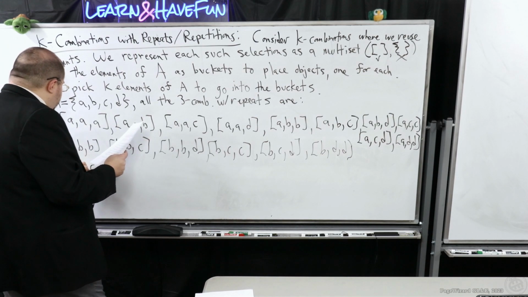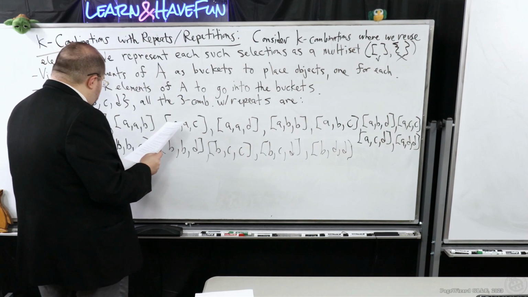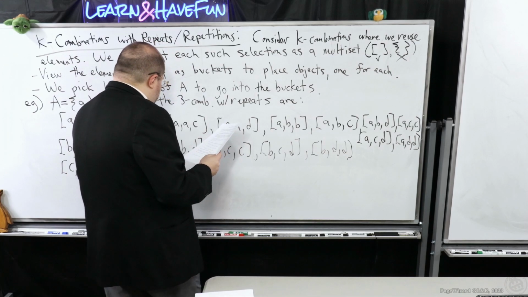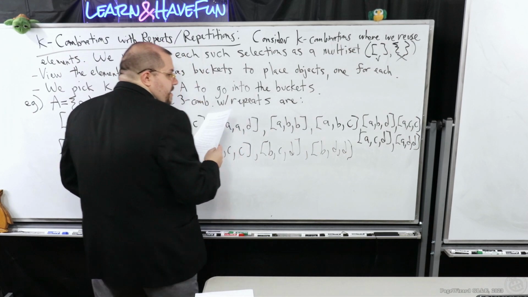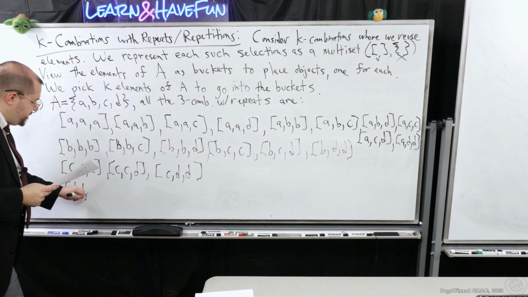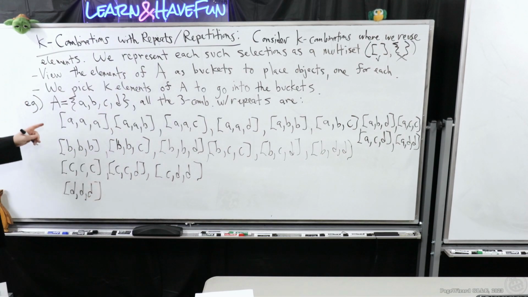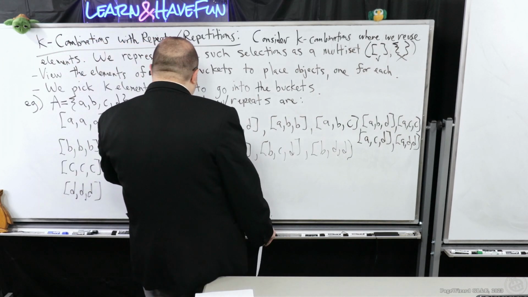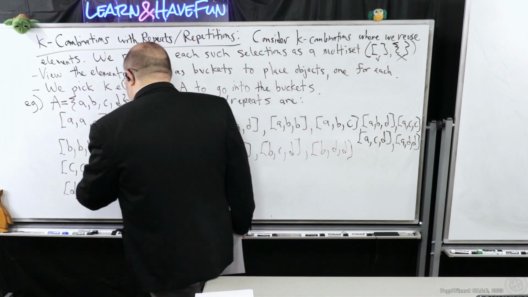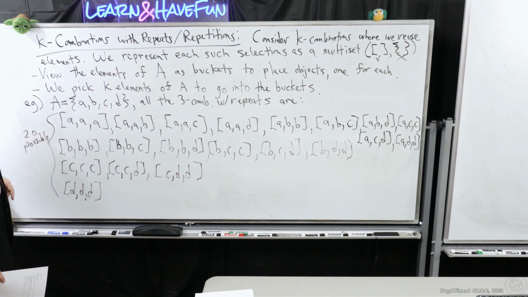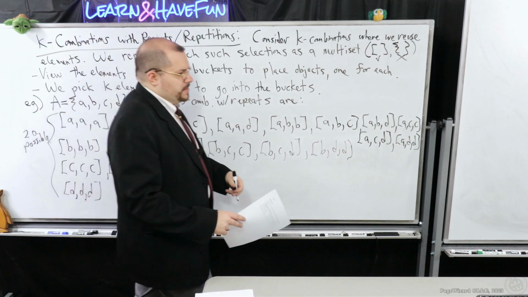I have C, C, C. C, C, D. And then I have C, D, D. Then finally, we have all D's: D, D, D. There should be 20 here. 1, 2, 3, 4, 5, 6, 7, 8, 9, 10, 11, 12, 13, 14, 15, 16, 17, 18, 19, 20. So there are 20 possible 3 combinations with repeats of this set A.